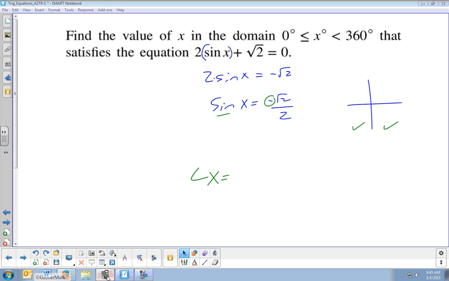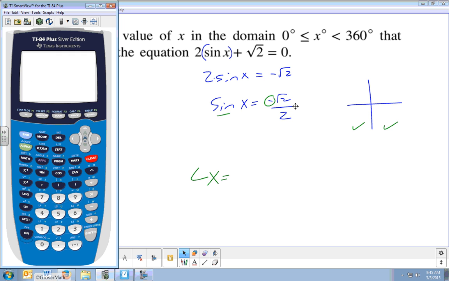I can get one of those answers by typing it into my calculator. Now remember, you might just reckon, all right, radical 2 over 2, that comes from the 45. Now 45 is not going to be the answer because that's in quadrant 1, but it's going to be a reference of 45. 45 short of 180, 45 short of 360. But let's let our calculator get our first answer. So if we do second sine of negative radical 2 divided by 2, our calculator tells us negative 45.